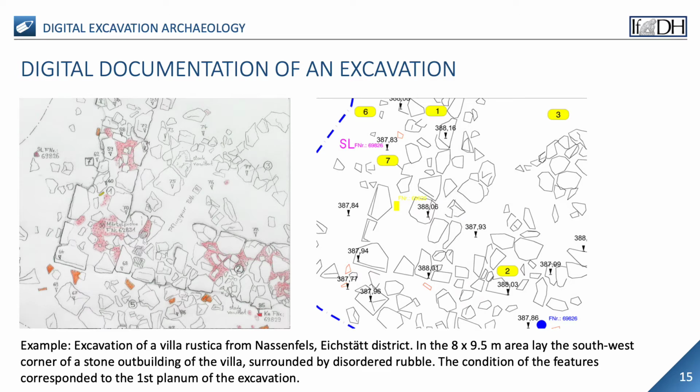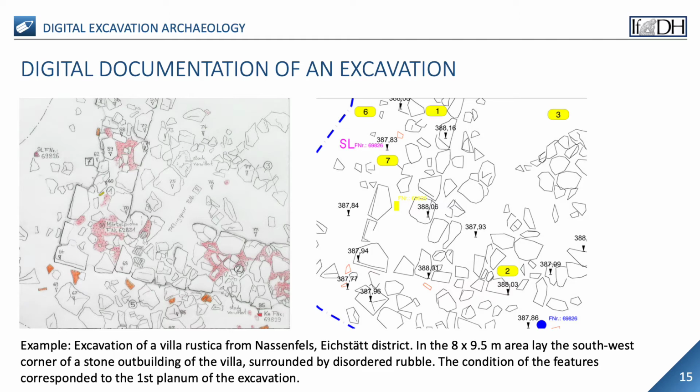But not only the measurement of the ground is done digitally, digital methods are also indispensable in excavation documentation. An example is the excavation of a Villa Rustica near Nassenfels in the district of Eichstätt. In the 8 × 9.5 meter area lay the southwest corner of a stone building of the villa, surrounded by disorganized rubble. The condition of the features corresponds to the first planum of the excavation.